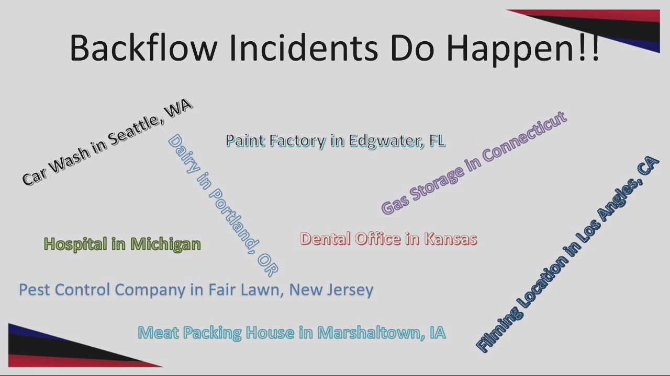And these are all real live documented incidents. Car washes, paint factories, gas storage. Keep in mind, a lot of these, if you're a car wash and you've contaminated the city of Norman's distribution system, you don't have deep pockets, and you probably can't afford to pay for whatever it costs to clean that up. So the city, the utility, ends up bearing the cost of that.